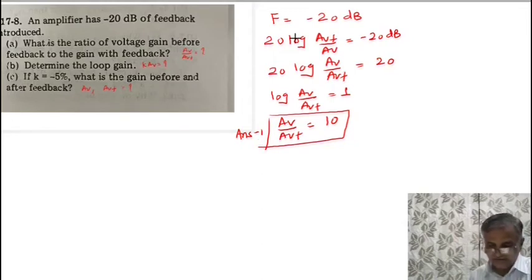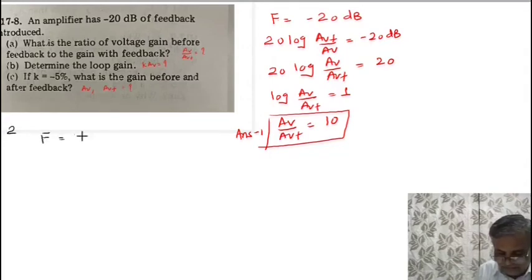See again, the feedback they've given is minus 20 dB. So what is feedback? 20 log AVF upon AV is minus 20 dB. Due to the minus sign, I have interchanged the positions, so you can write it like this. Second question, KV. They are asking what is KV. KV means your loop gain. So the second question I will solve in this way.